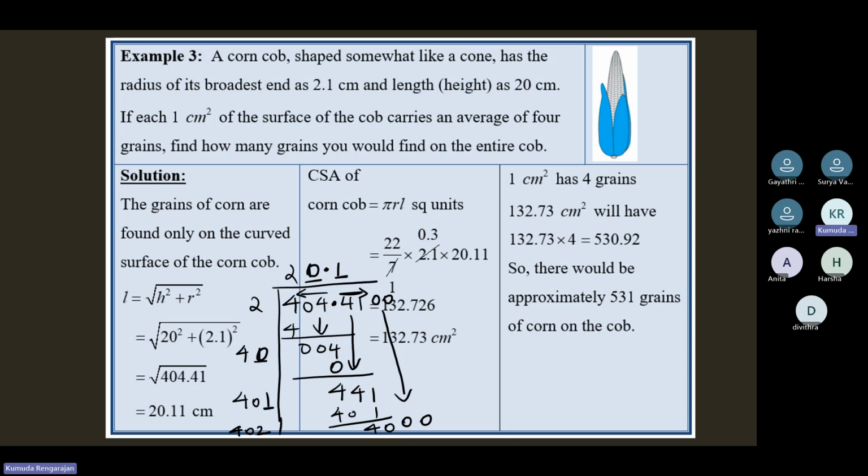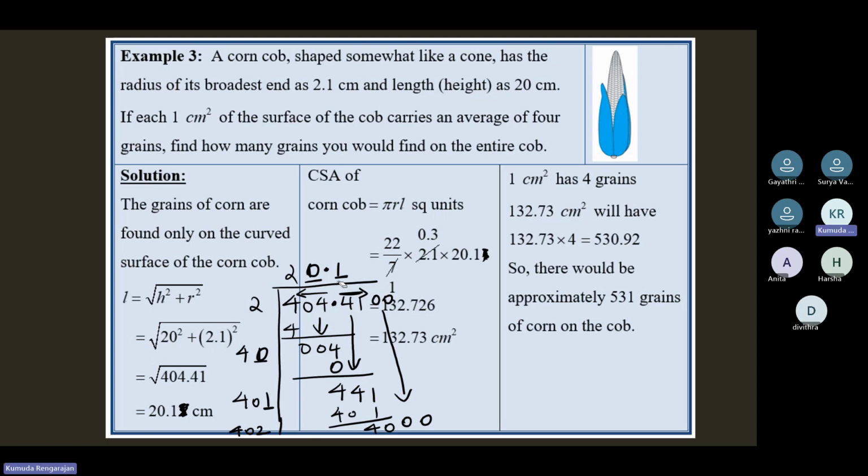So it'll actually be 20.10. Or you can just stop here, children. Just ignore this one. Since we have 404.41, you can continue the division, nothing wrong. But because we have 404.41, 20.1 is enough. I'll just change this later. That's enough, actually. So you can stop there.